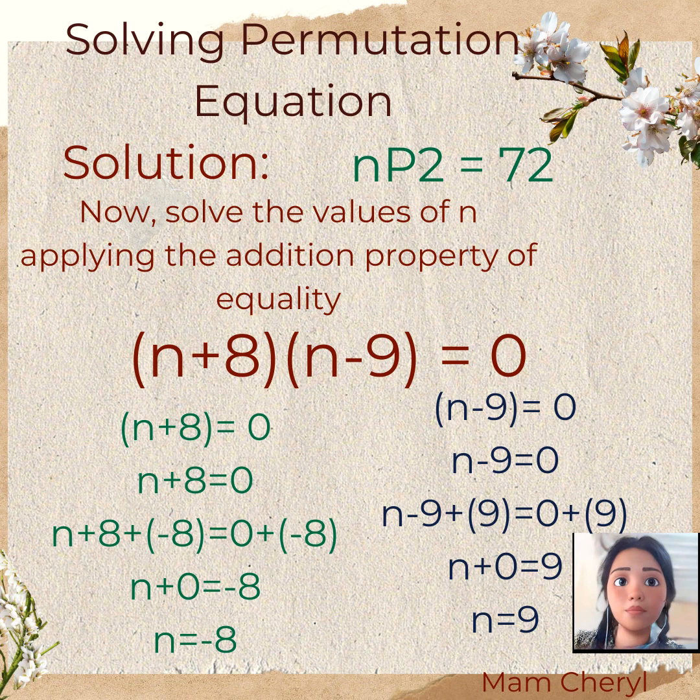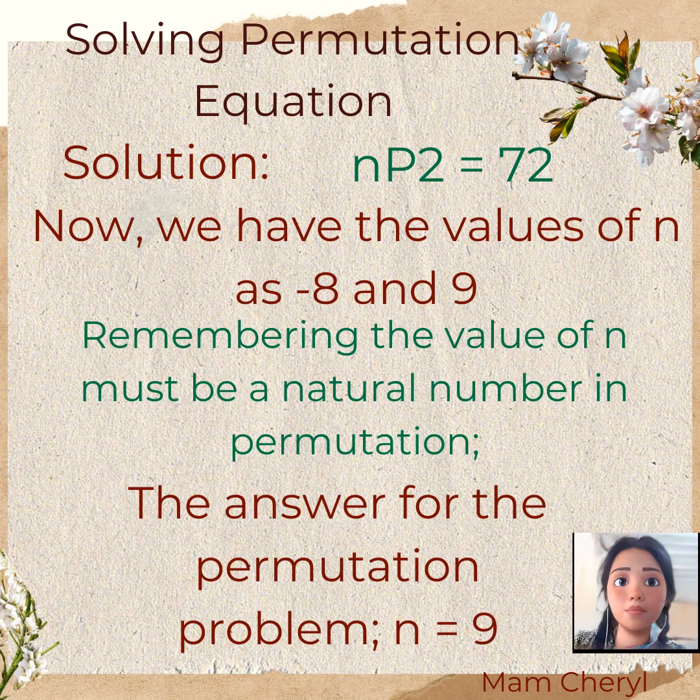Solving the values of n from the factored equation, n plus 8 times n minus 9 is equal to 0. So we have n plus 8 equated to 0, and now n is equal to negative 8. And the other factor, n minus 9 equated to 0, we have n is equal to positive 9. And we have the values of n as negative 8 and positive 9. Remembering the value of n must be a natural number.